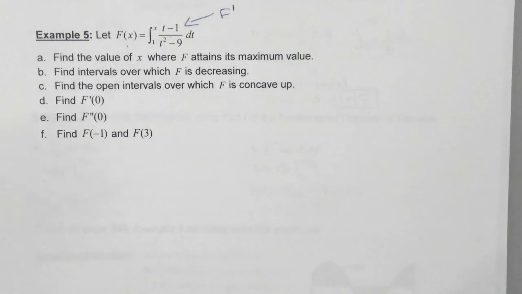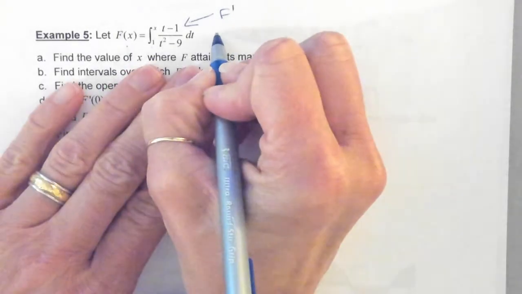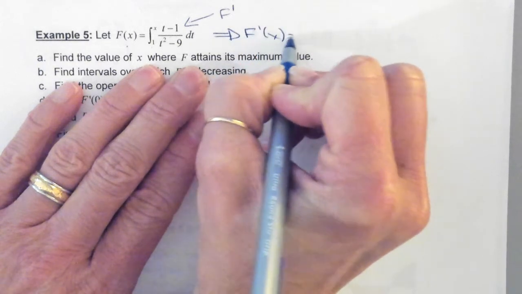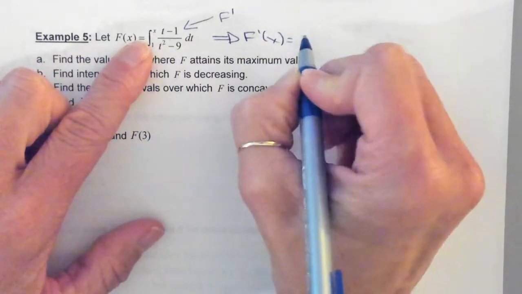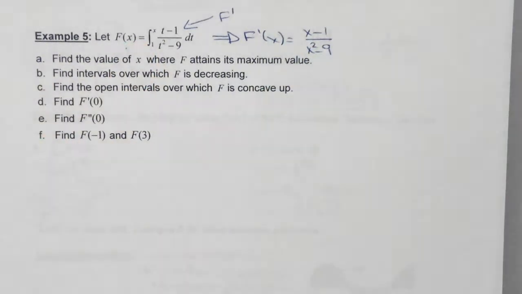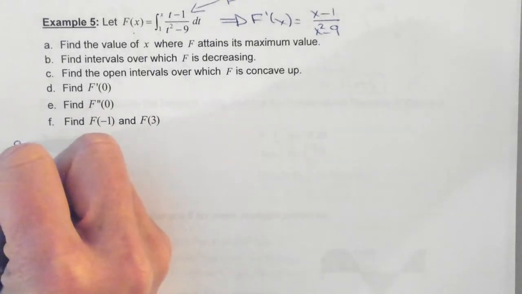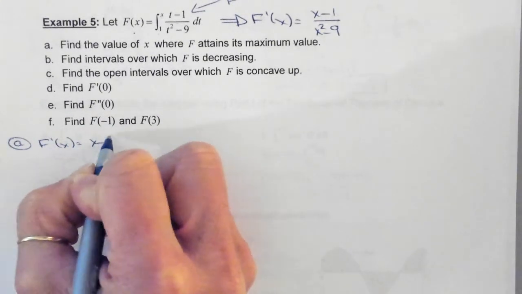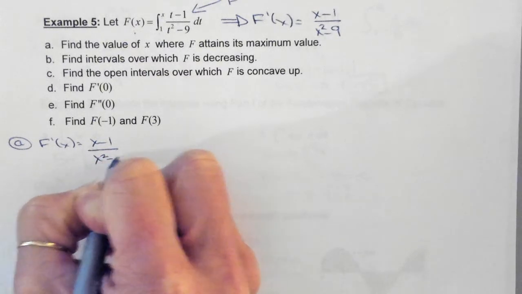Okay, so I need to make my substitution. So right here, what I'm going to say is that f prime of x is equal to, you're going to make that substitution, x minus 1 over x squared minus 9. For part a, f prime of x is equal to x minus 1 over x squared minus 9.